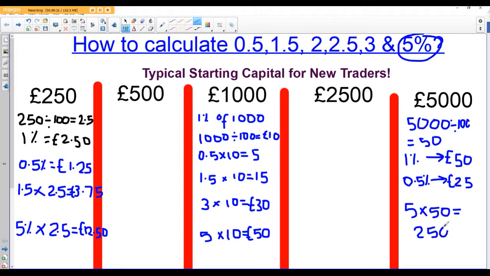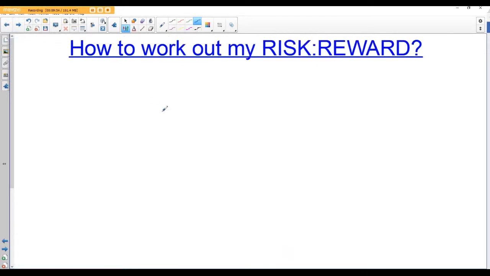So if I lose this trade, then I'm down £250. And that's how we calculate percentages. Okay, guys, finding 1%. Once you know 1%, you can calculate any amount by just multiplying that value by the percentage amount that you would like to calculate. Okay, guys. Now the next bit I'm looking at is how do we work out our risk reward.